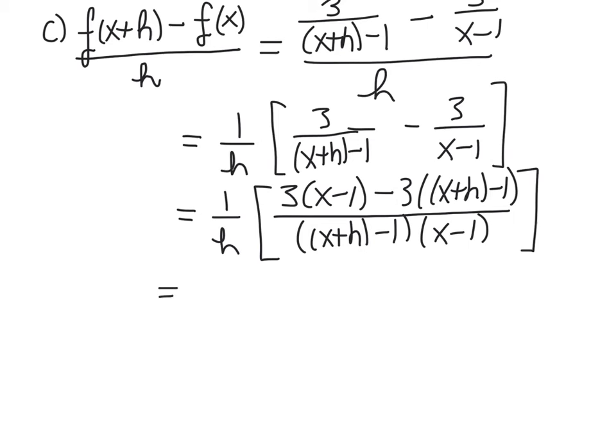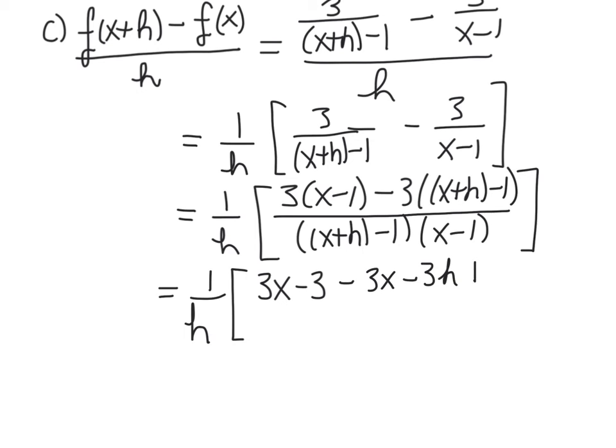Now let's simplify that numerator, and I have 1 over h times, in the first piece I get 3x minus 3. In the second piece, this is just x plus h minus 1, so I'm going to multiply the 3 through to get minus 3x minus 3h plus 3. And this is all over my denominator, which I'm not going to expand. That's x plus h minus 1 times x minus 1.